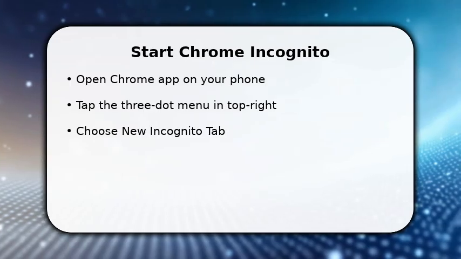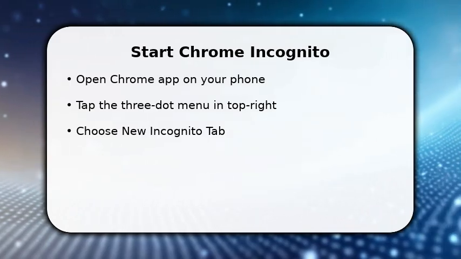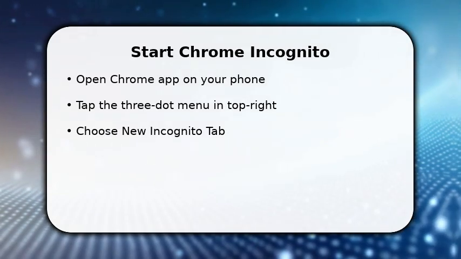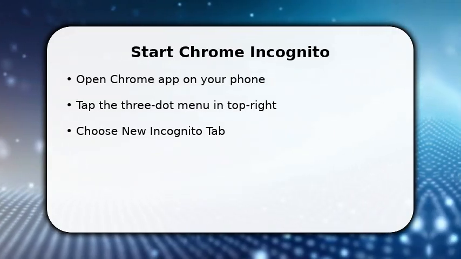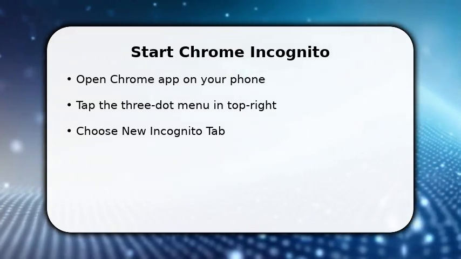You start by opening Chrome. This is the quickest, guaranteed route. Once the app is open, look to the top right and tap the three-dot menu. You will see New Incognito tab listed.